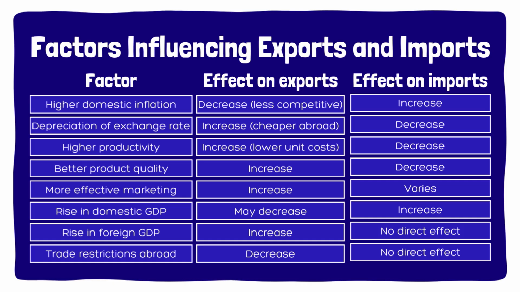Productivity is another important factor, because more productive workers reduce production costs and make products cheaper and more competitive internationally. The quality of products also matters since consumers around the world prefer high-quality goods and services. Marketing can influence export sales as effective advertising and branding help firms compete globally. Domestic incomes affect imports, because when incomes rise at home, people buy more products, including imported goods. Foreign incomes also matter, because when incomes abroad rise, foreigners can buy more exports. Trade restrictions such as tariffs and quotas can either limit or encourage trade depending on government policies.